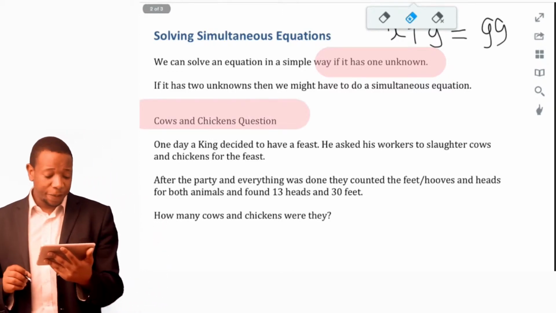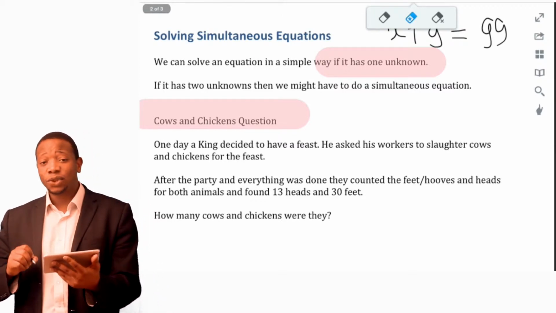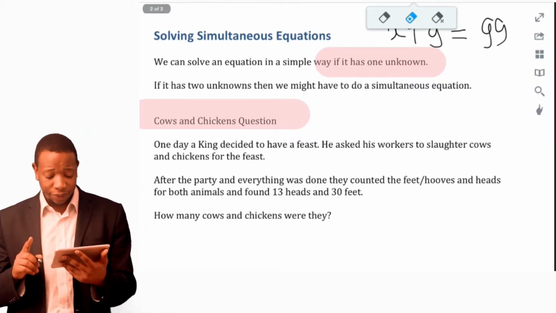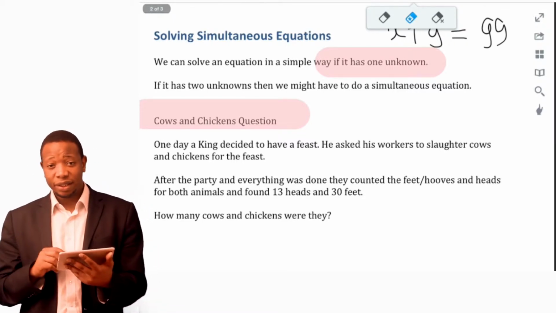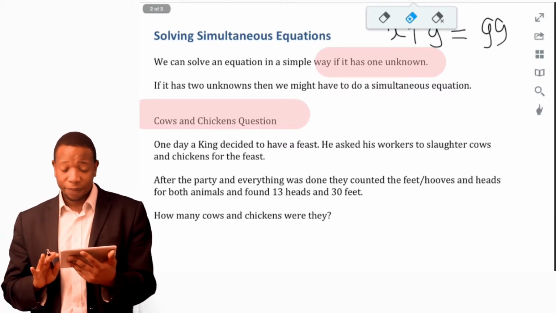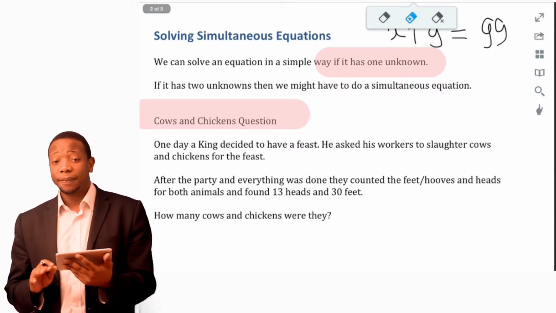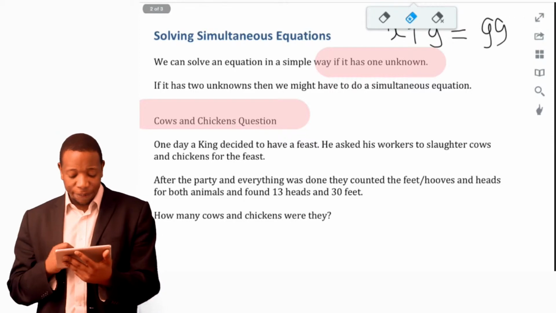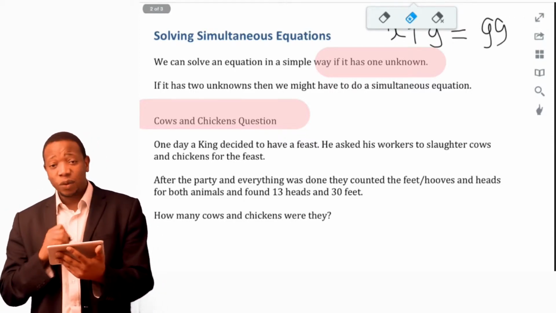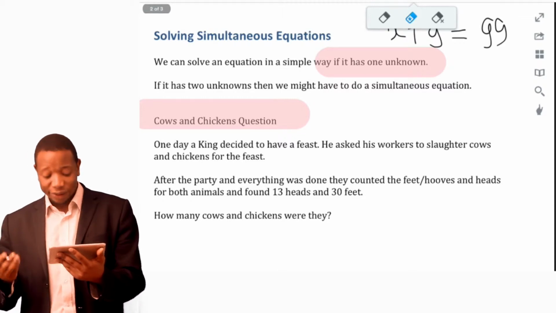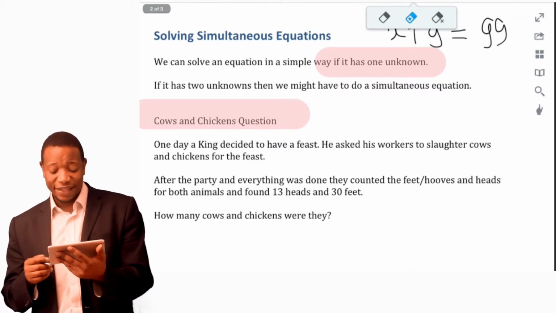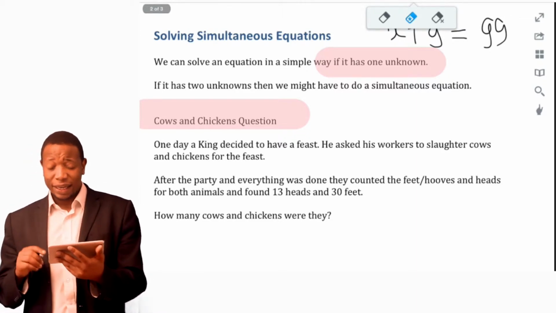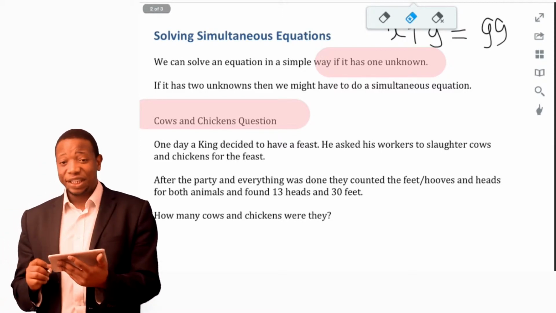that I've highlighted. So it says here, one day, a king decided to have a feast. Okay, and then he asked his workers to slaughter cows and chickens for the feast. Now, it doesn't tell us how many cows and chickens they slaughtered. But that's our part. That's how we're going to be solving it. So it says, after the party and everything was done, they counted the feet and hooves for the cows and the heads for both animals and found 13 heads and 30 feet. How many cows and chickens were there?